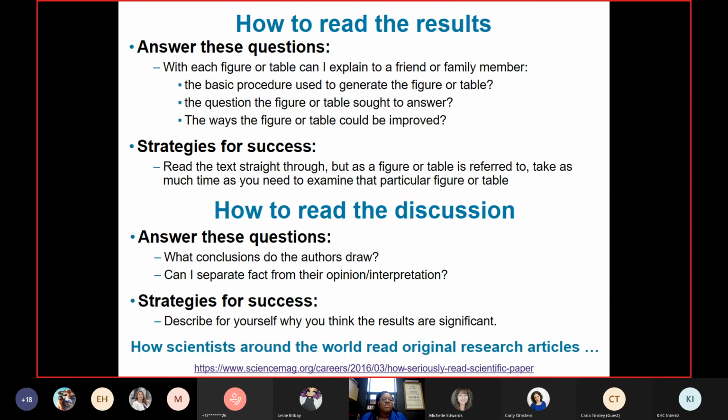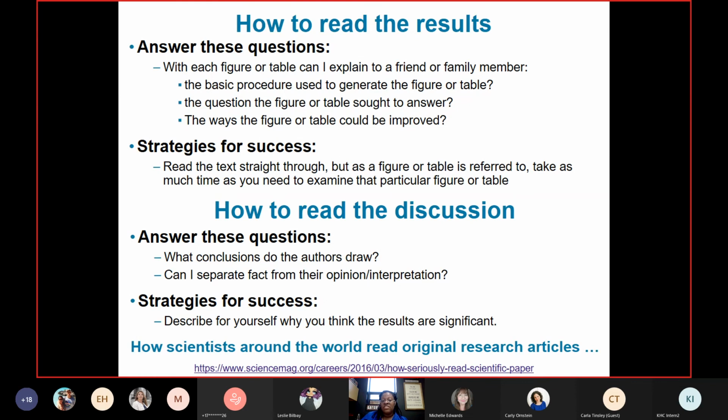And then how to read the results. We're talking about results and discussion typically together because the results are just a statement of what was found. The discussion tells you, but what does that mean? How do you interpret it? So you should be able, when you read a results section, to answer these questions.